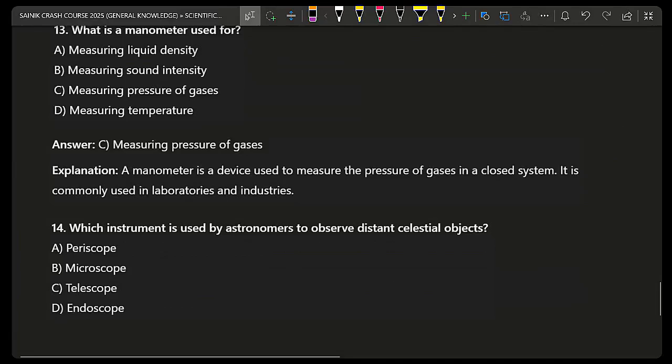Endoscope is used by gastroenterologist, that is the doctor who treats your abdomen, the stomach part. So to see any impurities or any infection inside the stomach, they use a method called endoscope. They insert a pipe into the mouth and using that they observe everything. That is endoscope. But the correct answer is telescope. 24 students gave the correct answer. Telescope is the correct answer.